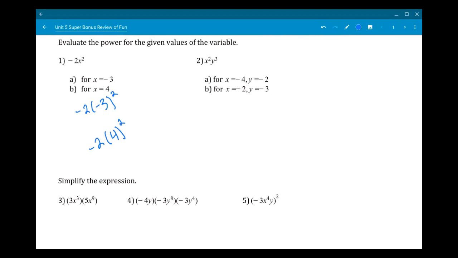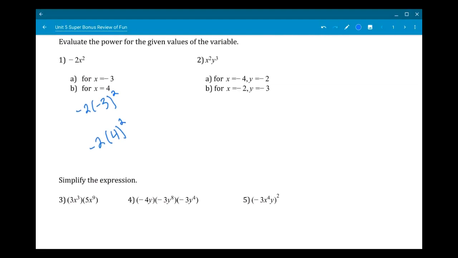Second, order of operations says exponents go first. So I should actually be squaring that -3 first to get 9, and then multiplying by -2 to get -18. And then down here, I should be squaring 4 first to get 16, and then multiplying by -2 to get -32. So order of operations definitely still applies there.